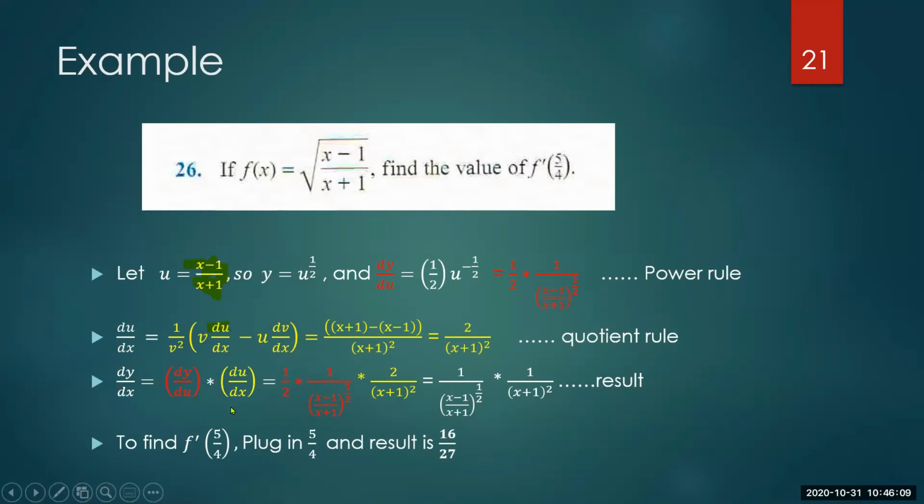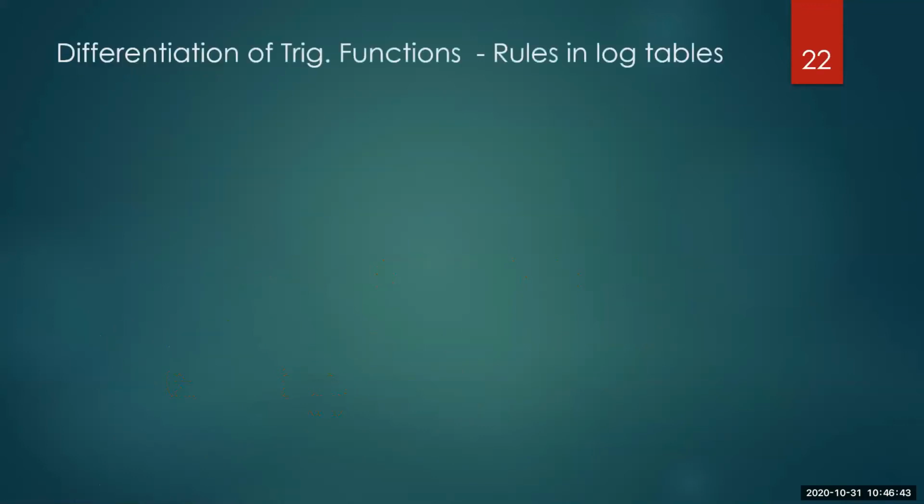To find f dash of 5 over 4 then, you just plug in 5 over 4, let x be equal to 5 over 4, and the result is 16 over 27. Because we're concentrating on the differentiation aspect, and also because it's quite a long section, I tend to not go too deeply into the algebra, but you might want to make a note of that result for yourself and see if you can work it out later. So that's the basic differentiation done, the product rule, the chain rule, and the quotient rule.